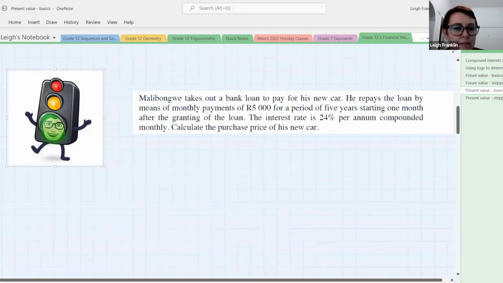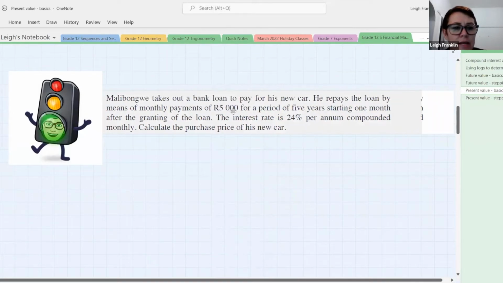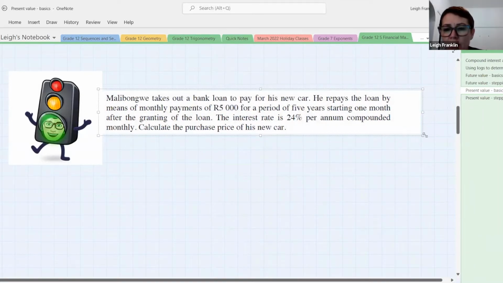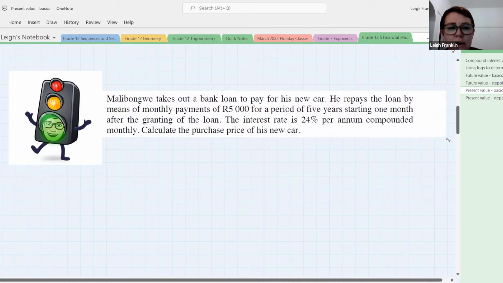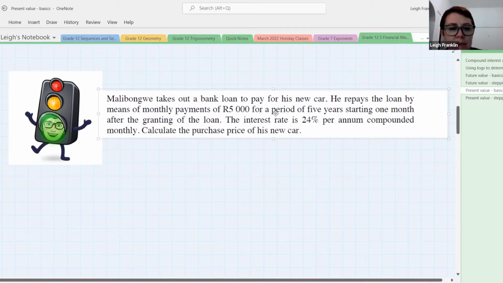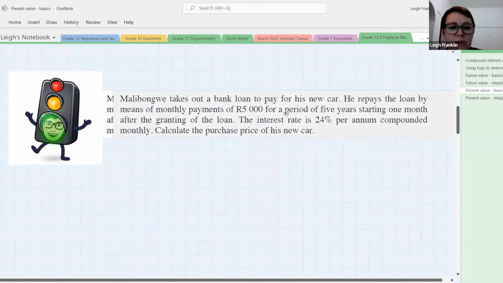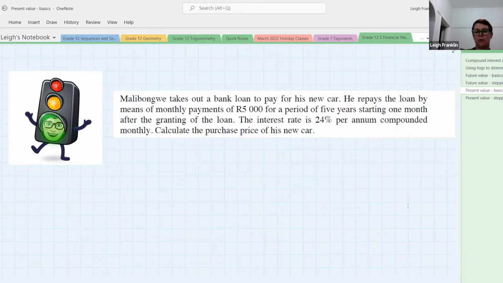Okay, all right. So here is Malibongwe. He takes out a bank loan to pay for his new car, and he is repaying it by means of monthly repayments of 5,000 Rand for a period of 5 years, starting 1 month after the granting of the loan. The interest rate is 24% per annum compounded monthly. Calculate the purchase price of his new car. Okay, I'm going to let you guys do that one on your own.